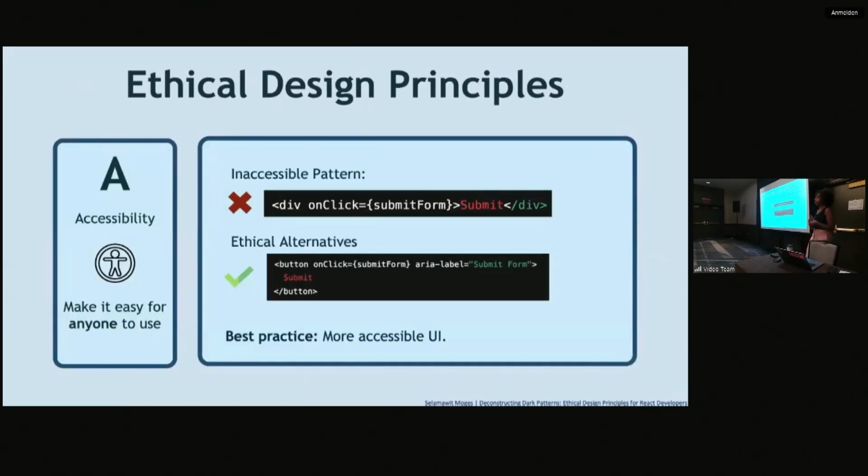So although inaccessible UI is technically not considered a dark pattern, I wanted to highlight it here because we should still make things that everyone can actually use. And how we do that is having things like semantic HTML, ARIA labels and roles, sufficient contrast, and things like that. And again, if we look at the two examples here, we can see that there's not that much of a difference, but it makes a huge difference in the actual UI itself. And so the best practice here is just more accessible UI.